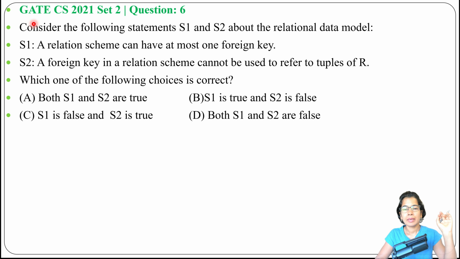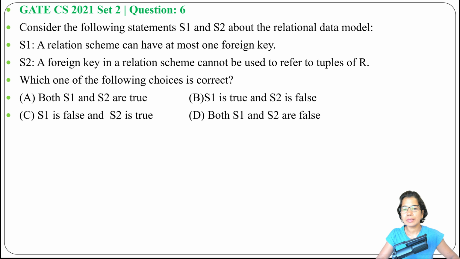Hey everyone, let's solve one previous question of DBMS. This question was asked in GATE CS 2021 set 2 question number 6. Consider the following statements S1 and S2 about the relational data model. Two statements are given. Which one of the following choices is correct? And four options are given. Let's check one by one statement.